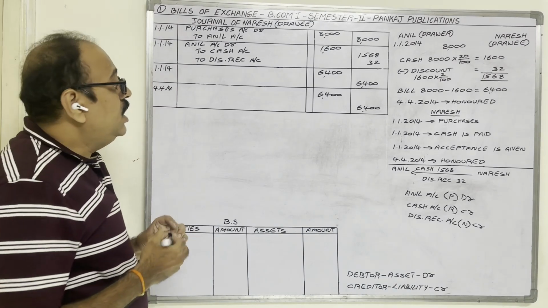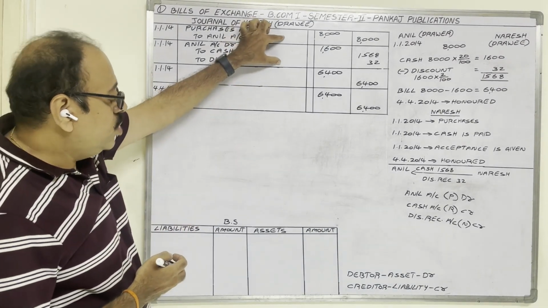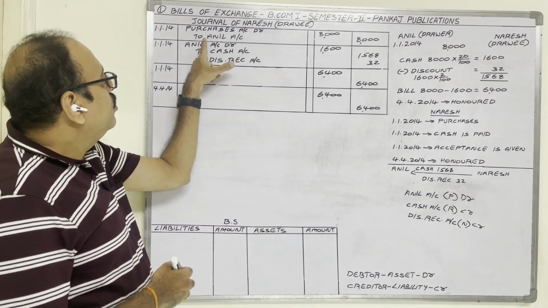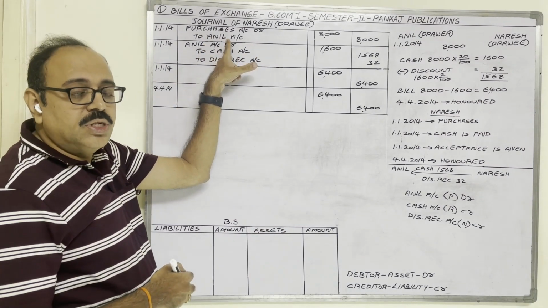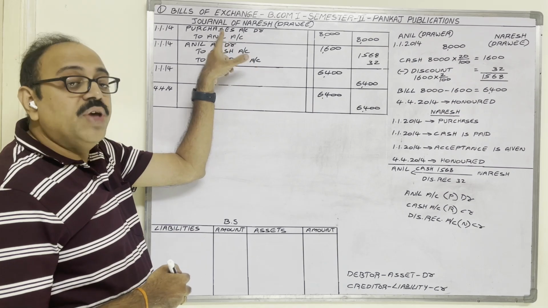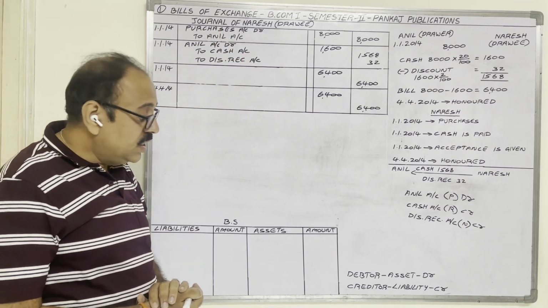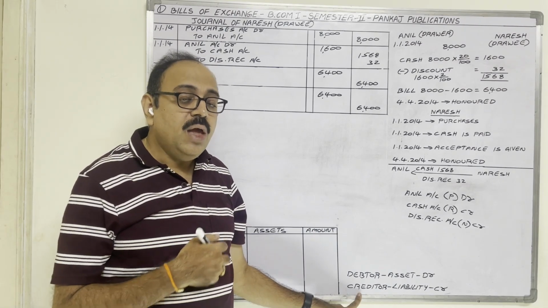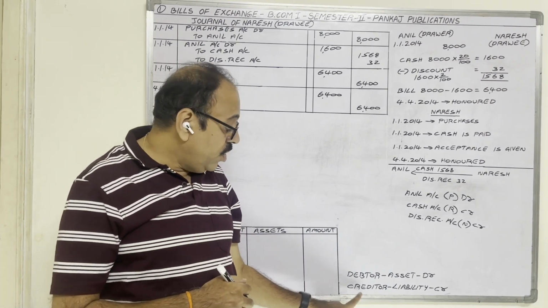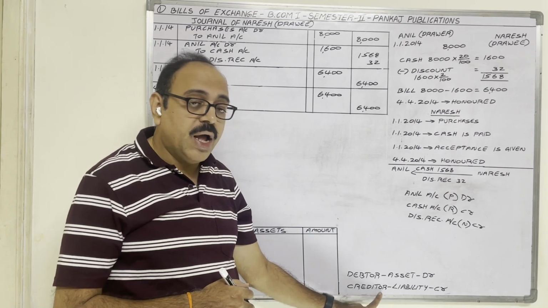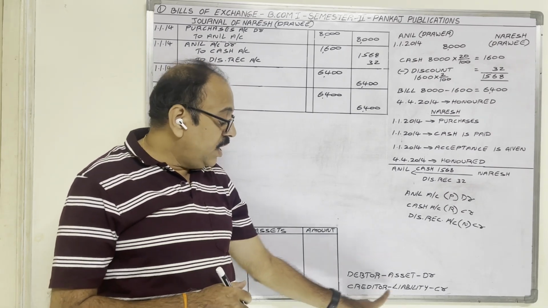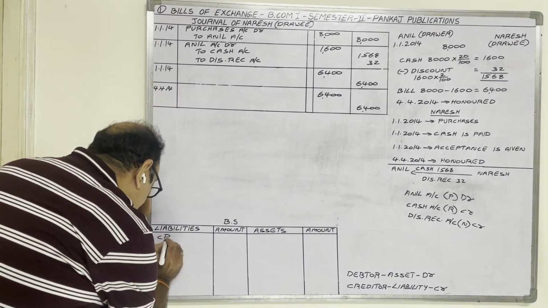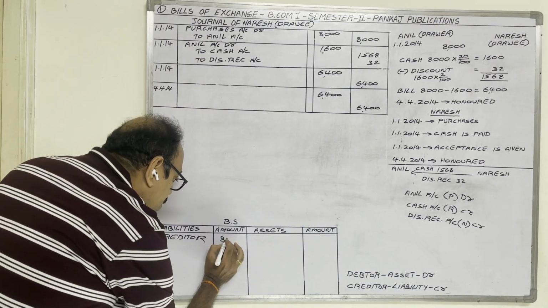Now let us see the effect of these two entries on the balance sheet. In the first entry, we have credited Anil account. So when a personal account is credited, that person is a creditor. So we have to pay money to Anil, no? Therefore, in our books we have to show Anil as a creditor. Creditor is a liability. Therefore, on the liability side, creditor 8,000 rupees.